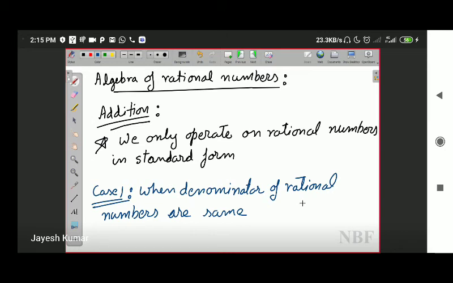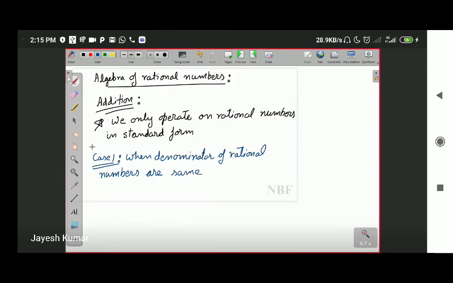So when the denominators of rational numbers are the same, what are we going to do? We just take the denominator as common and we operate on the numerators. Let's see an example. All of these examples are actually questions from your book.